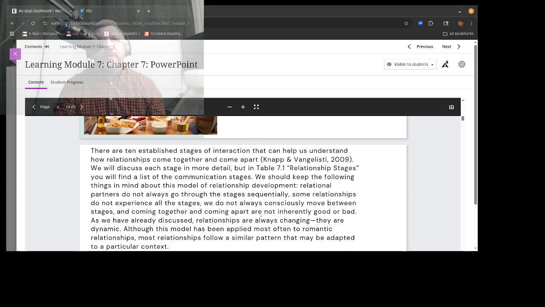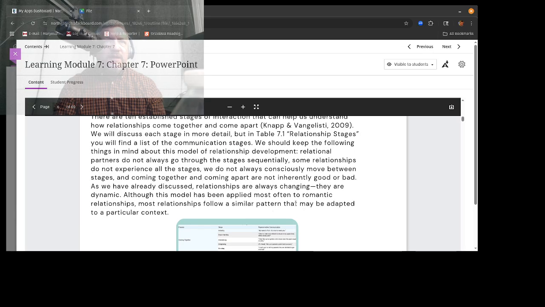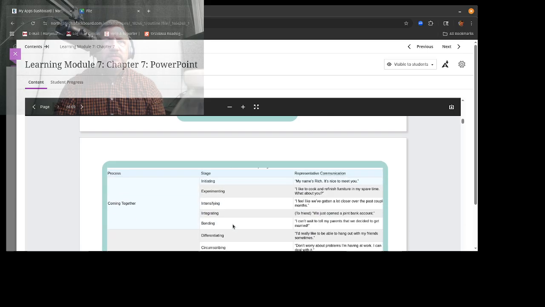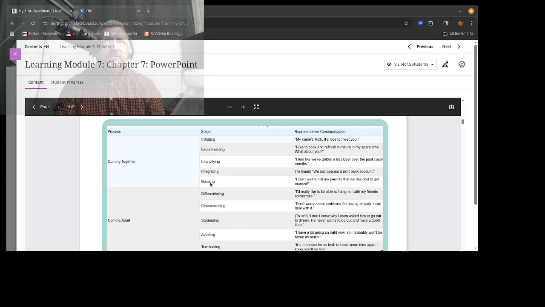Also, coming together and coming apart are not inherently good or bad. As we discussed last unit, relationships are always changing. They're dynamic. This model has been most applied to romantic relationships, but most relationships follow the pattern of that.